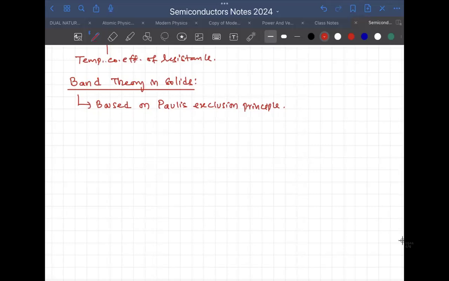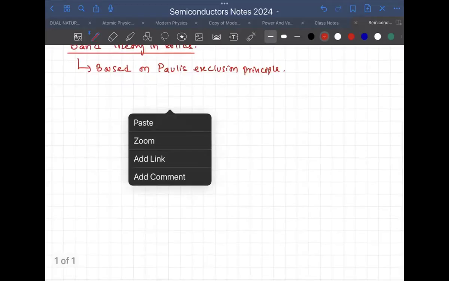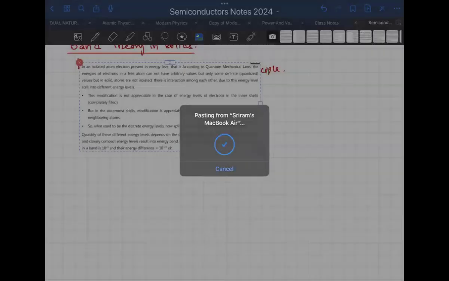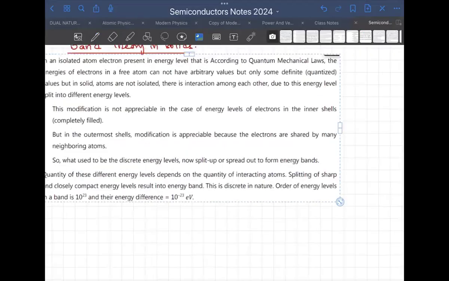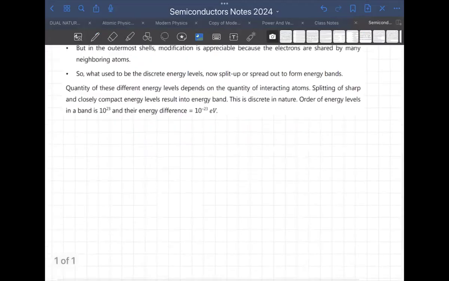So I have tried to give you a correct and proper explanation for what I have said. Don't worry, I'll post the notes. So I'll post the notes and you can take a printout of this, right?